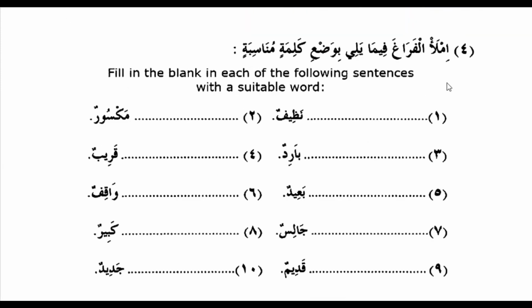In this exercise also we need to fill the blanks. So we need to choose words from our mind. واحد نظيف. نظيف means clean. So we can say القميص نظيف. The shirt is clean. اثنان، مكسور، الكرسي مكسور. The chair is broken.